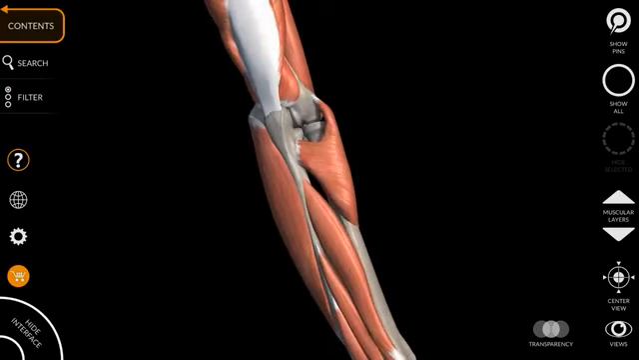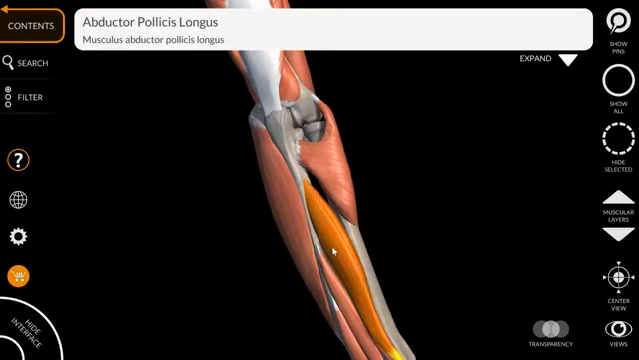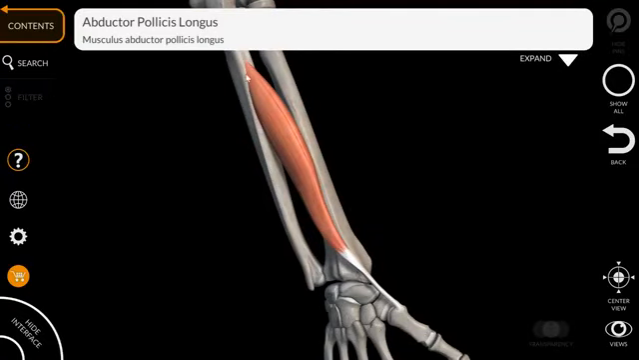Then we have another muscle here, which is abductor pollicis longus. Abductor pollicis longus arises from the posterior surface of the shafts of the radius and ulna. Okay, I am isolating it. Ulna and posterior surface of the shaft of the radius, and it is inserting into the base of the first metacarpal bone, and it abducts and extends the thumb. Okay, the word pollicis correlates with the thumb. What does it do? It abducts and extends the thumb.